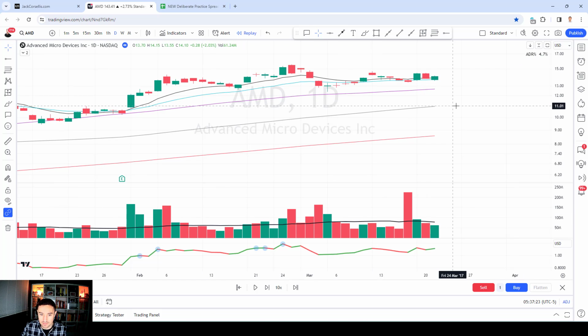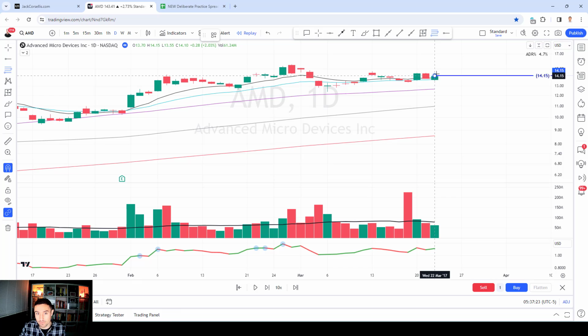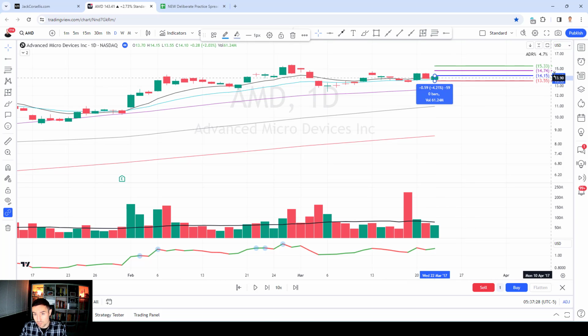Maybe it can tighten up. Okay, little gap down reversal bar. I like it. What's the risk going to be here? 4% versus 4%.